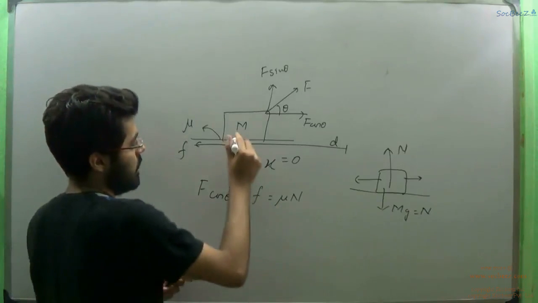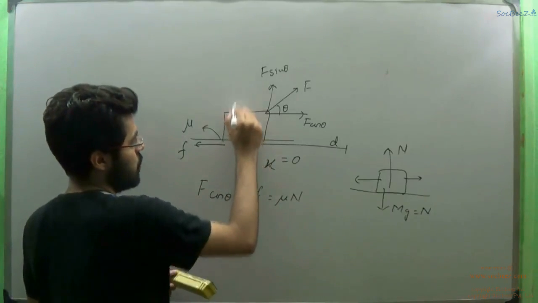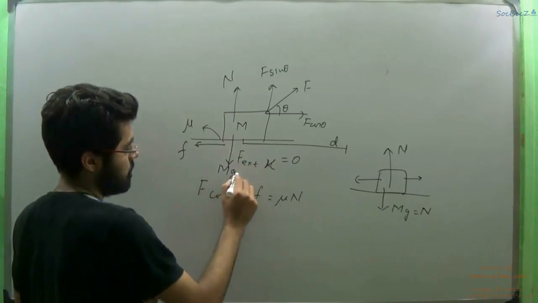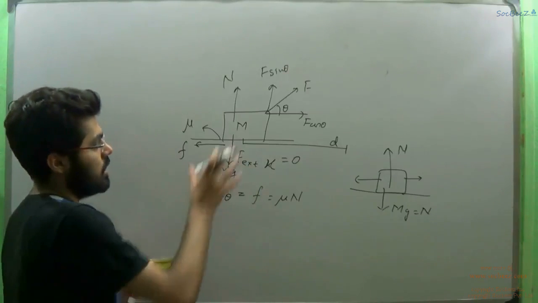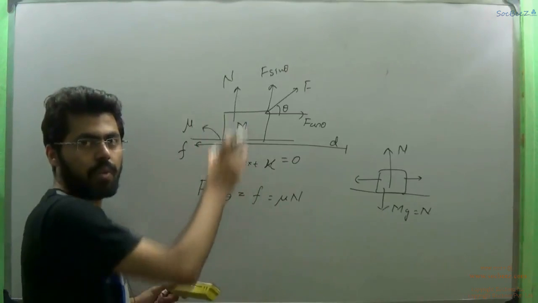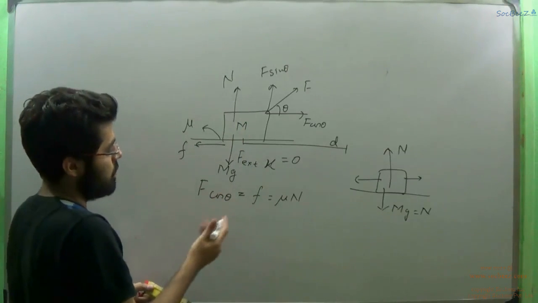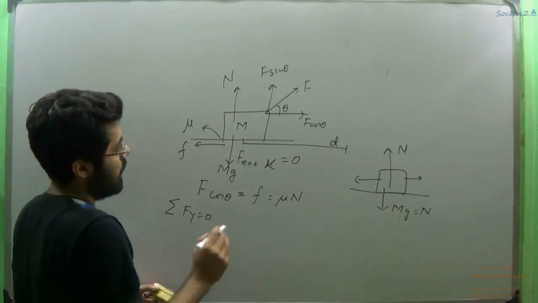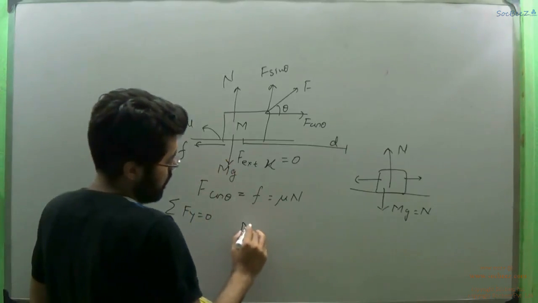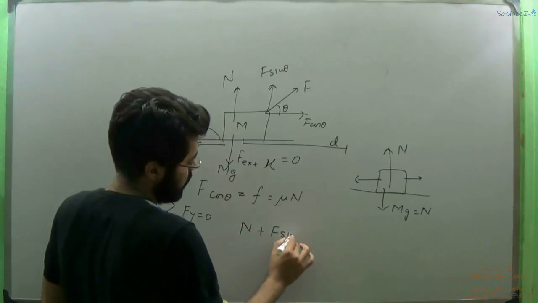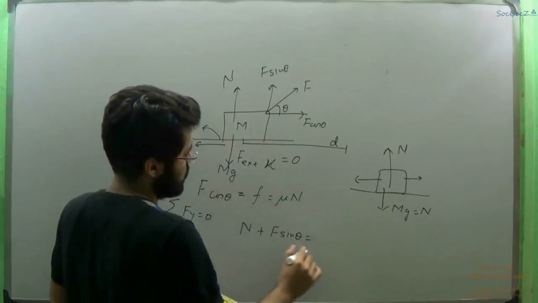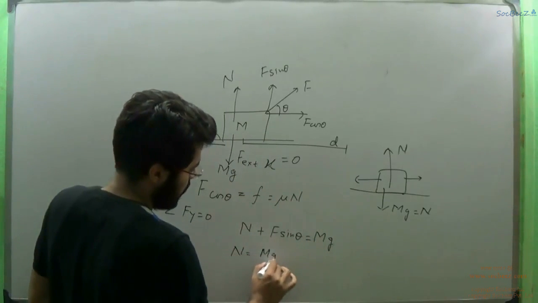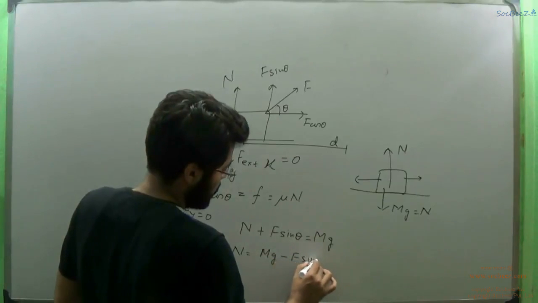So whatever N is, N supplied on the block by the ground should be in the upward direction. And its weight is mg, downward. We know that this object is in equilibrium along the y-axis also. It's not moving up or going down. So we can write summation Fy is 0. It means that N plus F sin theta would be equal to the downward force, that would be equal to mg. So N is basically mg minus F sin theta.